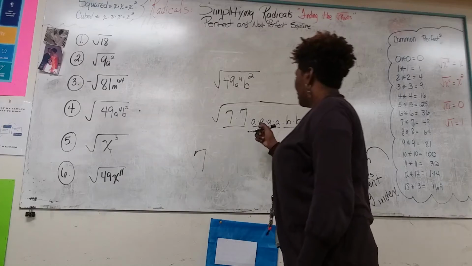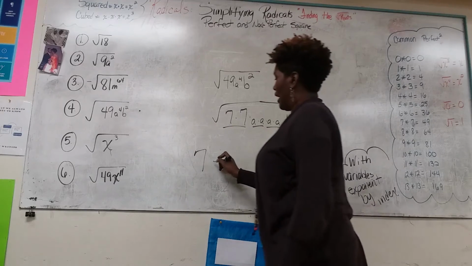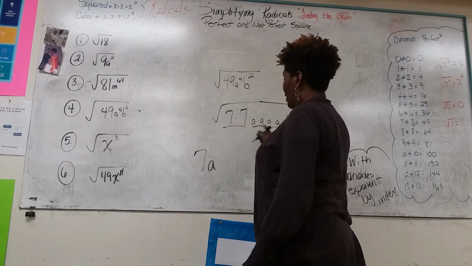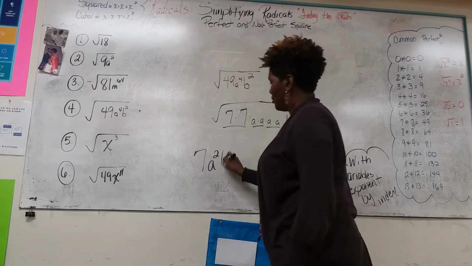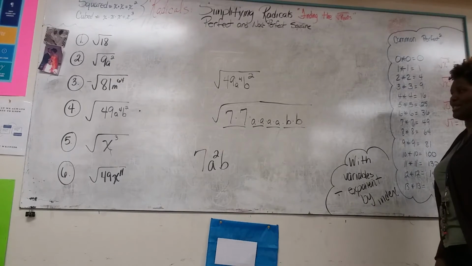Pull that out. I have 2 A's right here, so that's A. And then I have another 2 A's, so it's really 2 A's. So how about A squared, and then we only have 2 B's, B. Does that make sense? I hope that makes a little bit more sense. If it doesn't, I sincerely apologize.